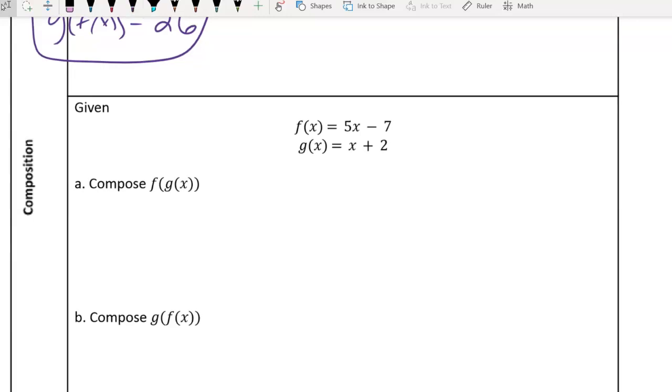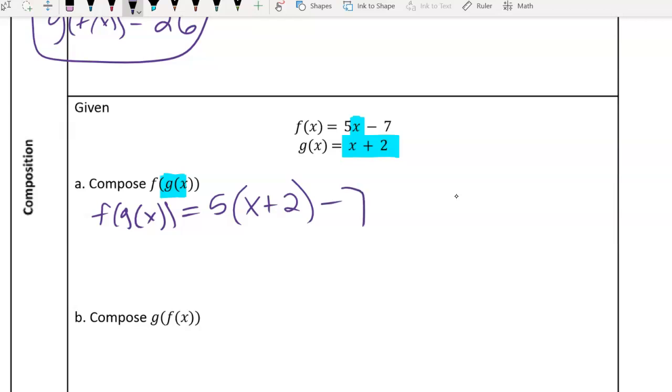It says compose f of g of x. So we know g of x is going inside. So we will say f of g of x equals, we'll start writing f of x. And instead of x, we're going to say x plus 2. So we'll say 5 times x plus 2 minus 7. Notice how I didn't add an x here. We take the x out, and instead of x, we place g of x.